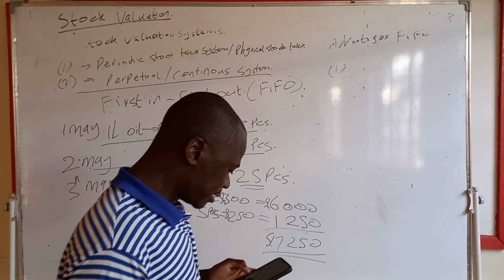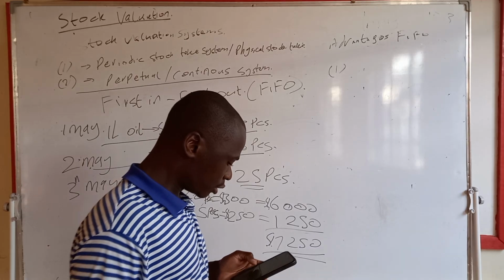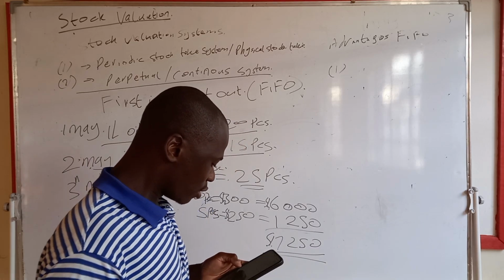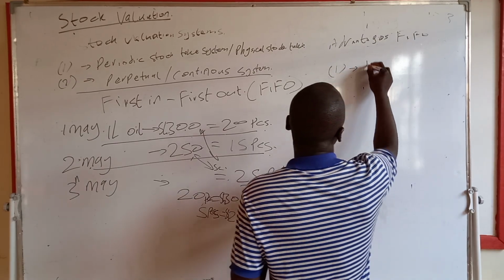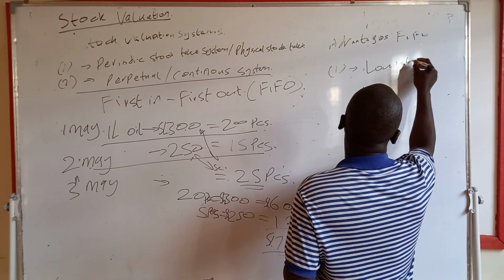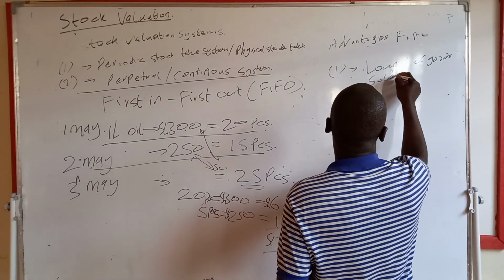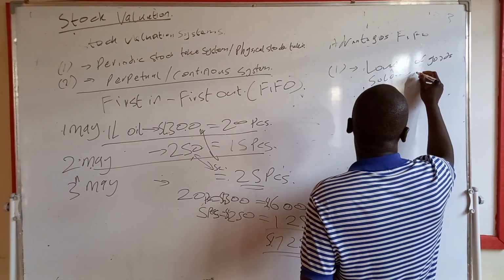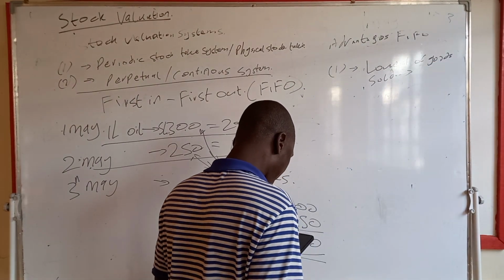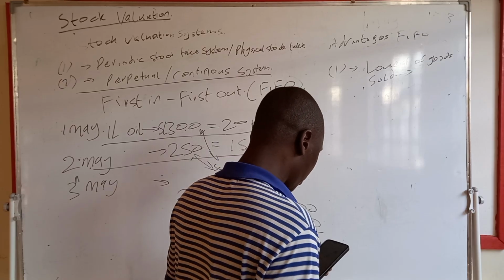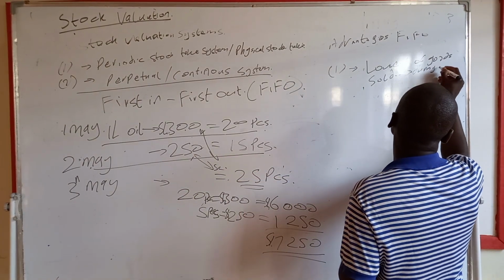FIFO method yields higher value of the ending inventory and lower cost of goods sold. So this is lower cost of goods sold, especially during inflation.